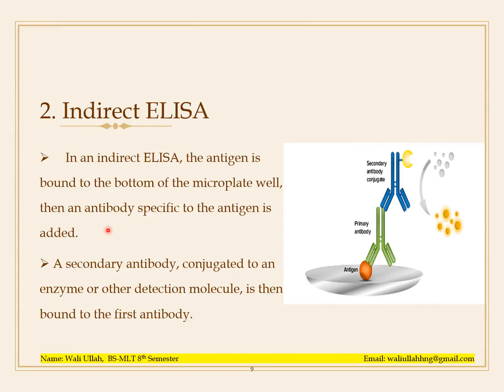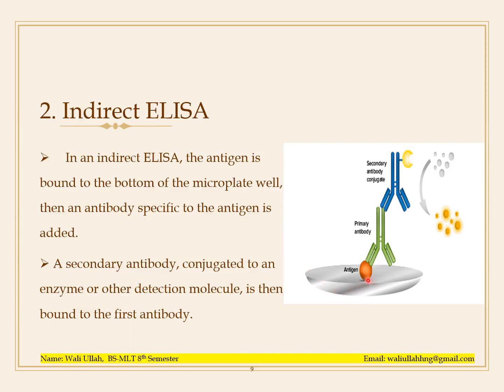Indirect ELISA. In indirect ELISA, the antigen is bound to the bottom of the microplate well. Then an antibody specific to the antigen is added. A secondary antibody conjugated to an enzyme or other detection molecule is then bound to the first antibody. This is the diagram in which indirect ELISA procedure is shown.